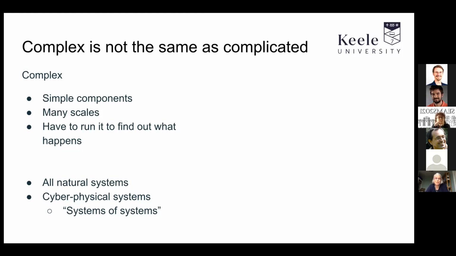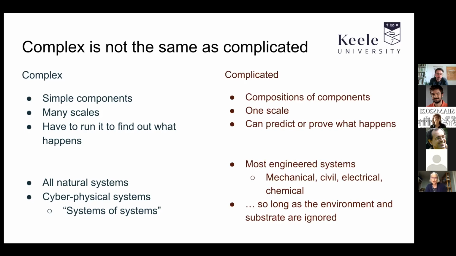It can be observed at many scales. And essentially you have to run the complex system to find out what is actually going to happen. And I would include as complex systems literally every natural system, as well as cyber-physical systems and systems of systems where things interact, should we say, outside the computer, so that there are interactions that you can't control, can't always necessarily know or capture.